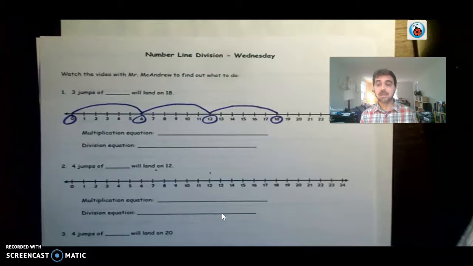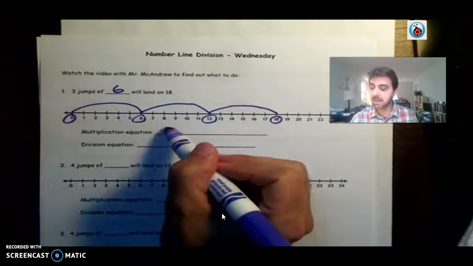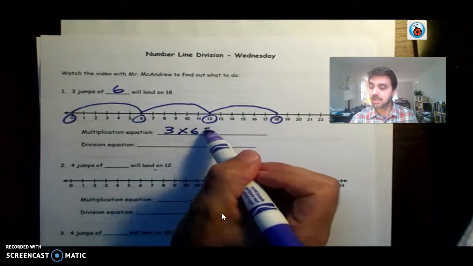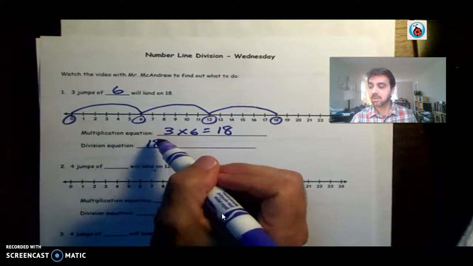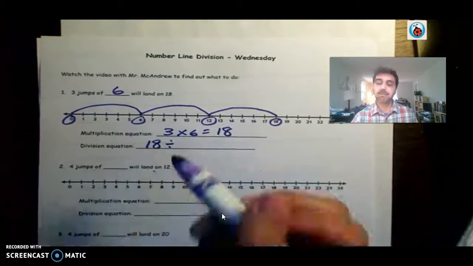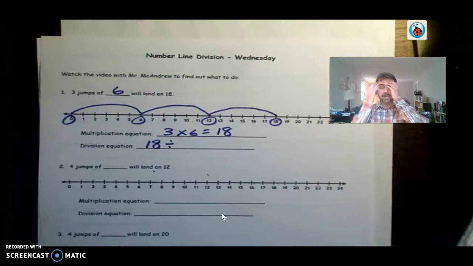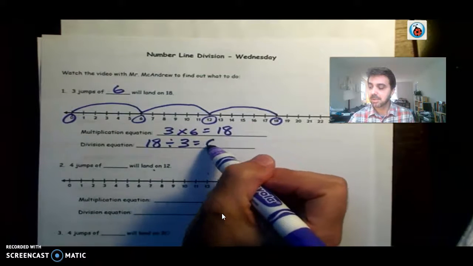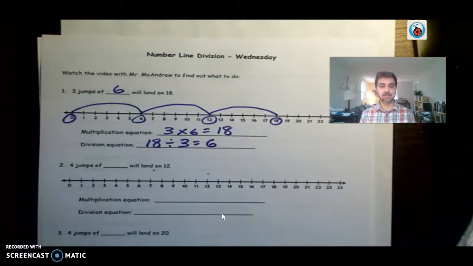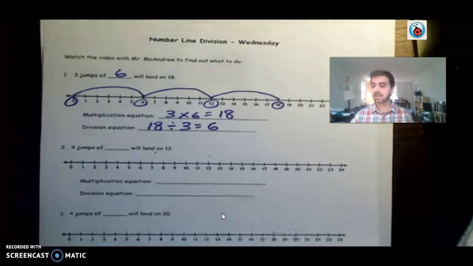Okay, so multiplication equation, right? We know that 3 jumps of 6 feet lands us on 18 feet. And division, we also know that 18 divided by what equals what? Write down what you think it should be right now. Okay, and if it's not correct, I'll correct you in a minute. So 18 divided by, we know it was 3 equal jumps, equals each jump being 6 feet. So 18 divided by 3 equals 6. Okay, so you're going to finish that.